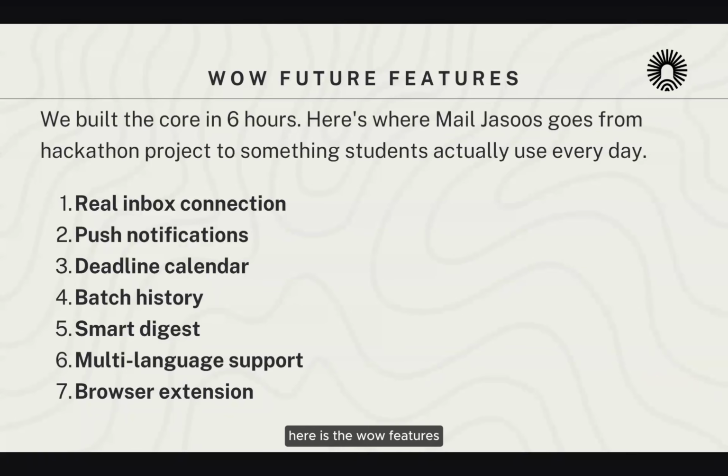Here are the wow features. So what features we can add in future is the real-time inbox connection. We can attach to the inbox via Gmail or Outlook mail, so it directly fetches the emails from the users and does the automation, something like that. The second is notification. We can give the users a notification that this email is currently available and the deadline is ahead. You can apply right now.